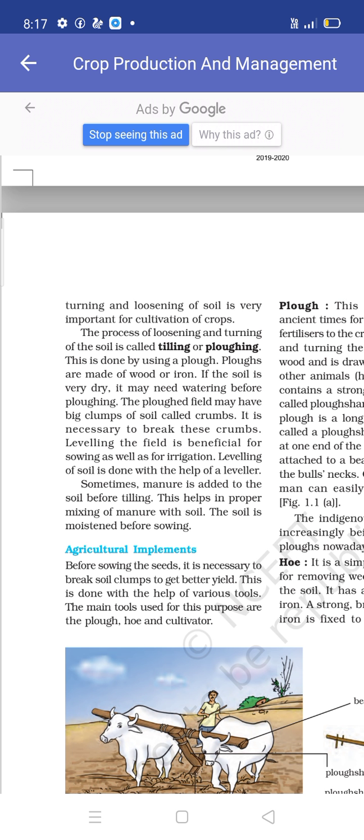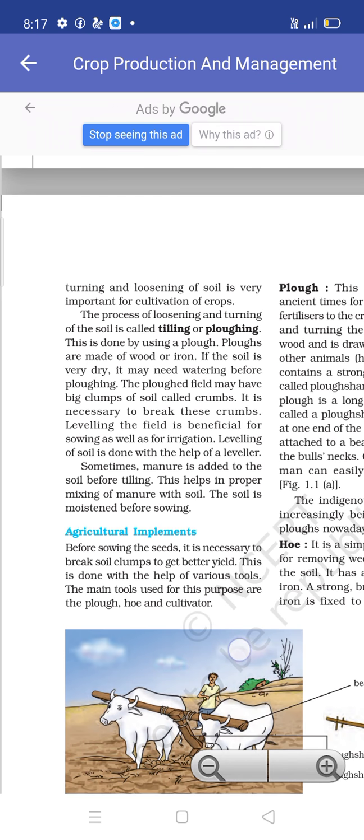This helps in the proper mixing of manure with the soil. The soil is moistened before sowing. This means the soil quality is much better than for other crops that did not have proper growth.